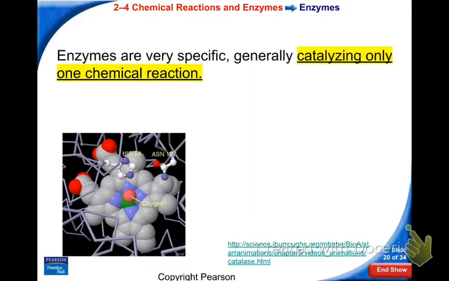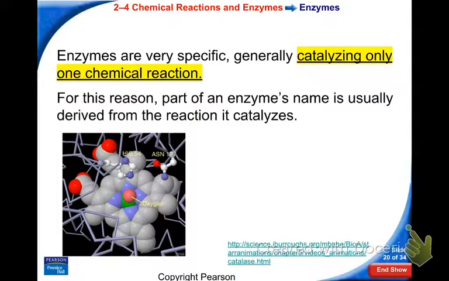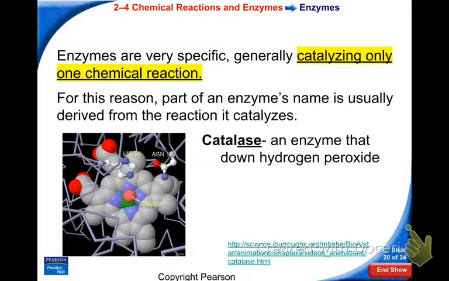And so it's important to note that enzymes are very, very specific. They usually only do one type of chemical reaction. And so here is a drawing, a computer model of a catalase enzyme. And this shows you how catalase actually has a 3-dimensional shape, and its job is to specifically do one thing. Catalase breaks down hydrogen peroxide into oxygen and water.